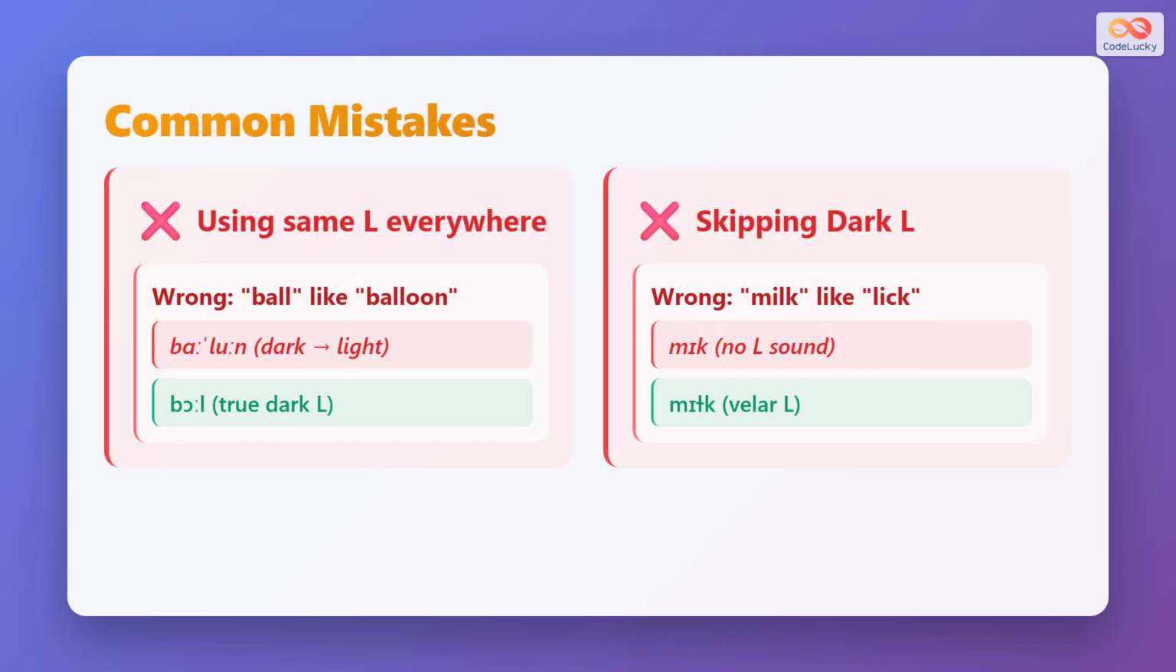Many learners make two common mistakes with the L sound. The first mistake is using the same L sound everywhere in a word. For example, saying ball with a light L instead of a dark L makes it sound wrong. The second common mistake is skipping the dark L entirely. For instance, pronouncing milk without the L sound at the end, or using a light L where a dark L belongs. Being aware of these mistakes helps you avoid them.